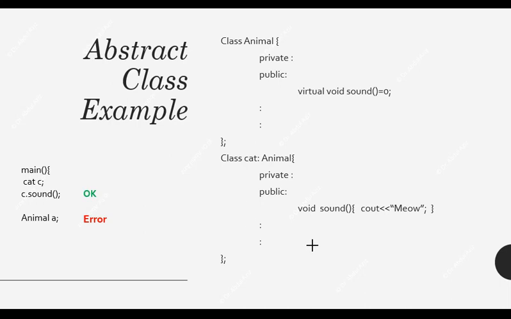But if the derived class also omits the definition of this pure virtual function, you can see that the derived class will also become abstract just like its parent. I hope this is clear.